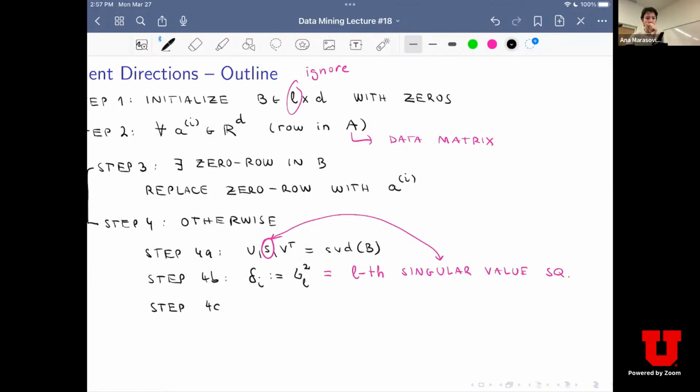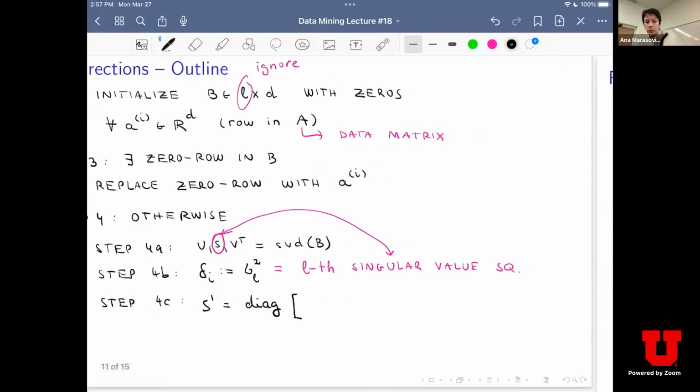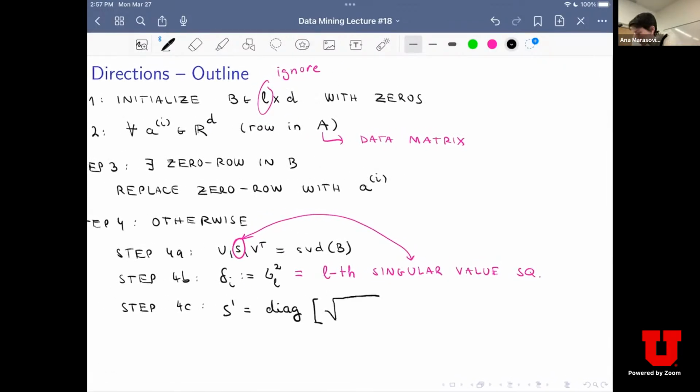All right, and then in step 4C, we are going to do something that kind of goes into decreasing each one of the counters. It won't be exactly like that, but the intuition is similar. So we are going to define a matrix S prime. It's going to be a diagonal matrix. And remember, whenever we are defining a diagonal matrix, we are just defining it by the vector of values that's going to be on the diagonal. So on the diagonal, we are going to have the square root of the first singular value squared minus delta_i. And we are going to do that for each one of the singular values.